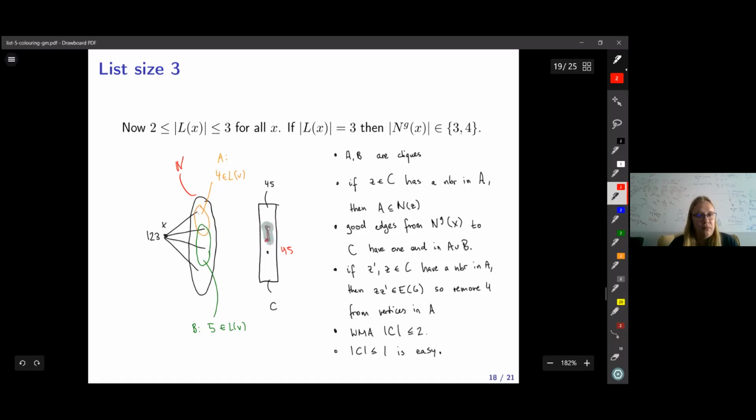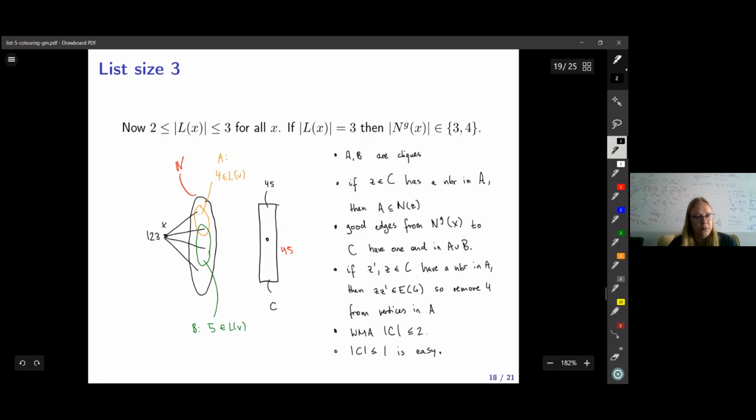So that reduces the cases a lot because we just said if we have 2 vertices with a neighbor in A, lists get reduced in some way. So I have at most one vertex with a neighbor in A, and one vertex with a neighbor in B and C. As soon as I have 2, I can reduce lists somewhere. And if this has size 1, then I have a clique cut set in the graph of good edges.